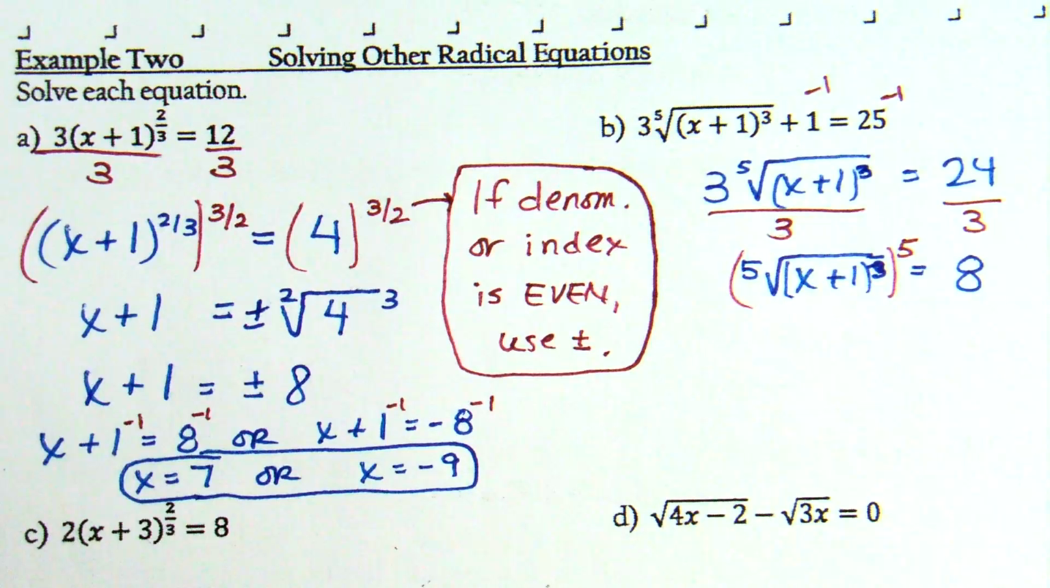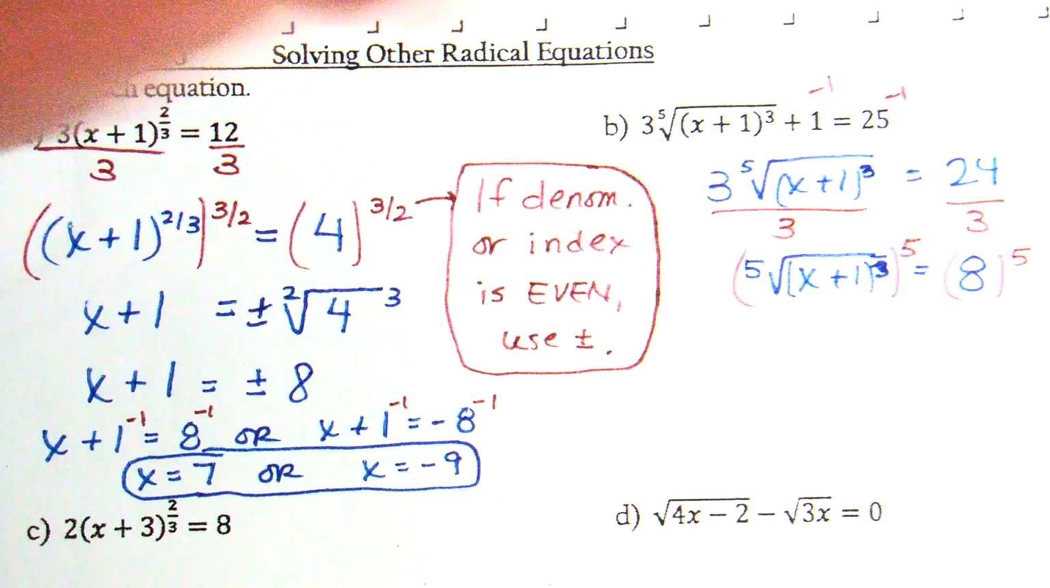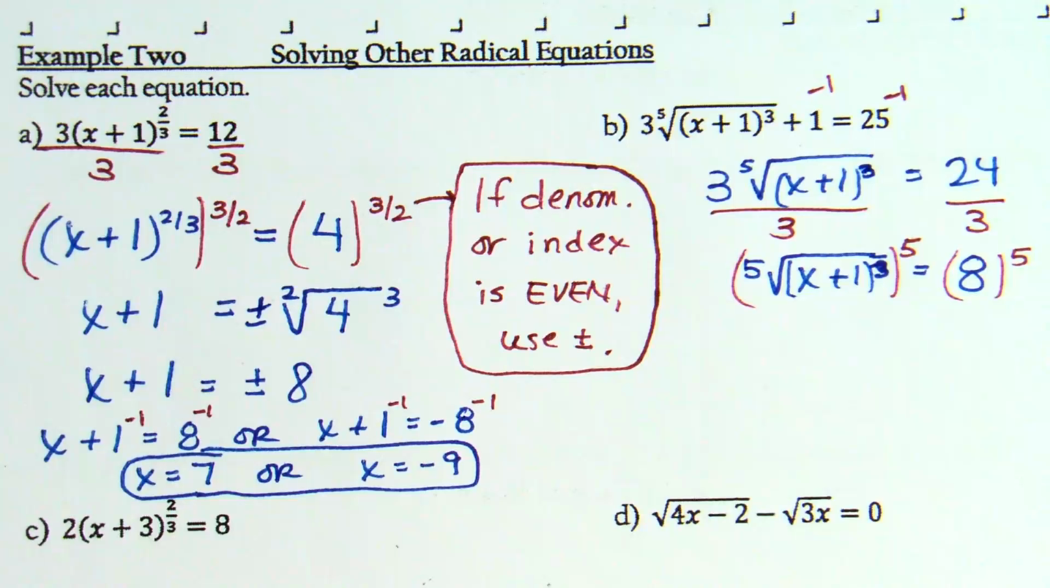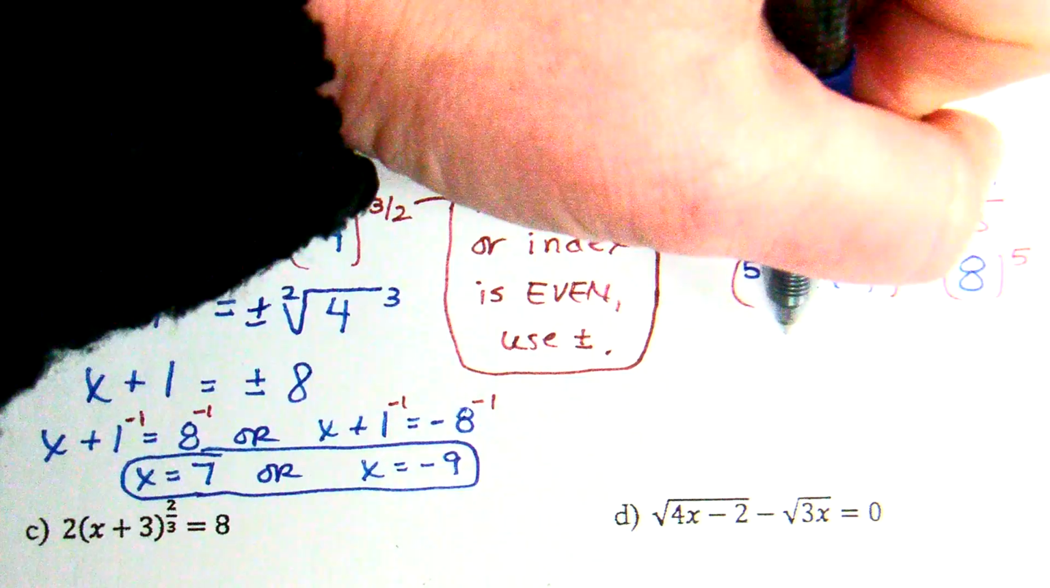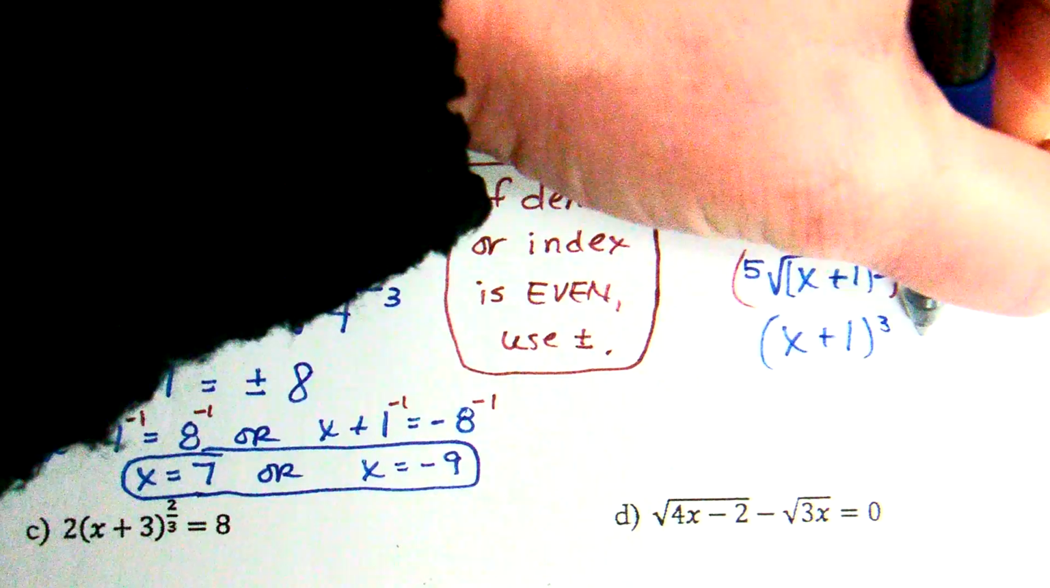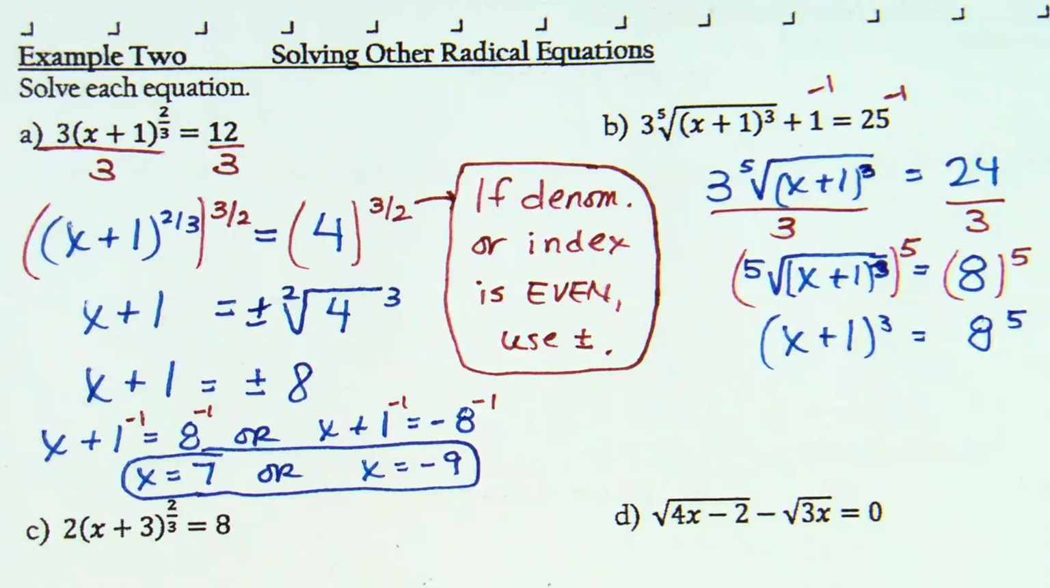What you do on the left, you do on the right. So now what happens when you do the 5th root of a 5th power, or raise a 5th root to the 5th power? Okay, so we'll cancel, x plus 1 to the 3rd. 8 to the 5th is some big number. I'm not going to even mess with it right now. You can, it's 32,000 something, but I'm just going to leave it as 8 to the 5th.